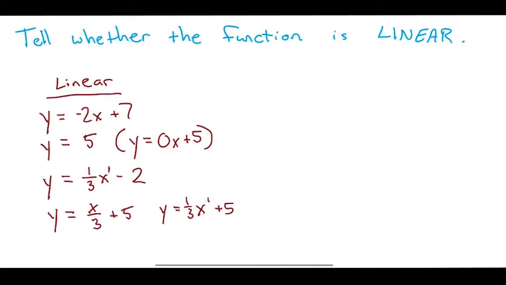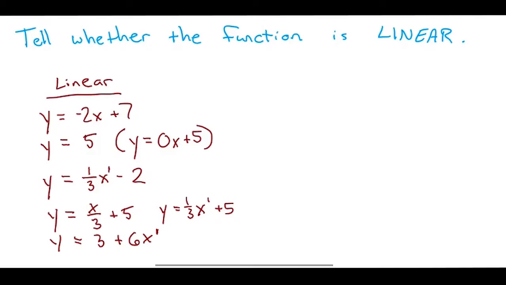It's also linear if x doesn't come first. y equals 3 plus 6x is linear because it could also be rewritten as y equals 6x plus 3, but the important thing is that x is to the first power.